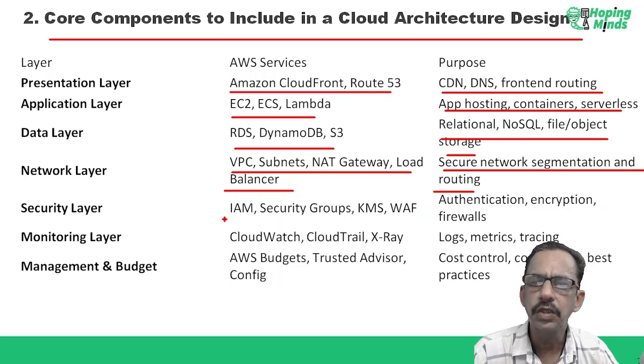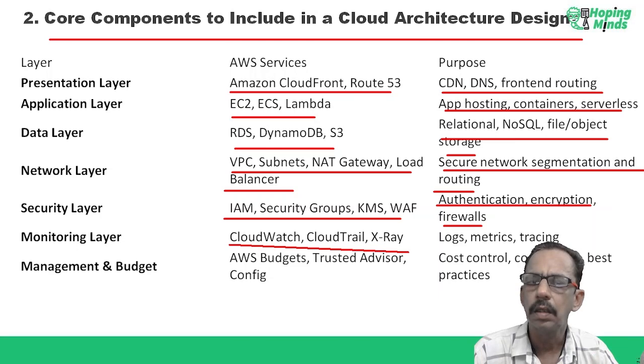Security layer, naturally IAM, security group, KMS, web application firewall, everything for authentication, encryption, and firewall. Monitoring layer, naturally CloudWatch, CloudTrail, X-Ray, logs, metrics, and tracing. Management and budget, everything is there that we already have discussed.